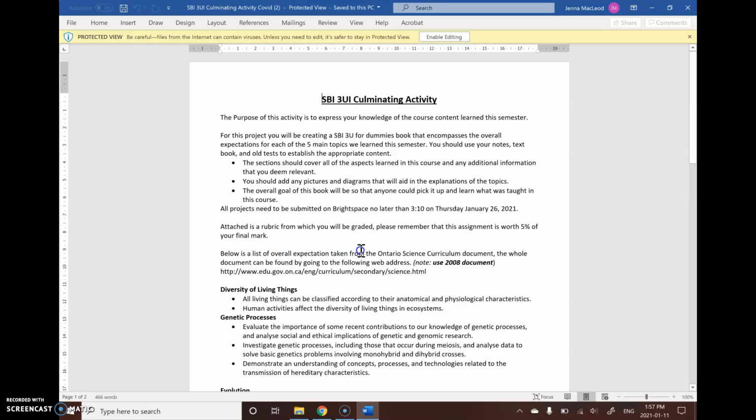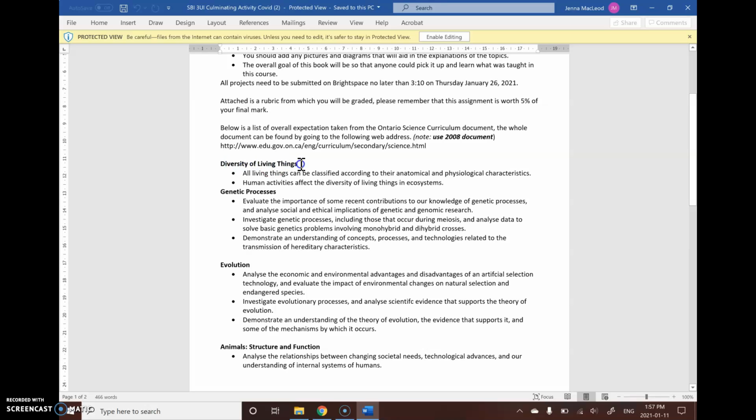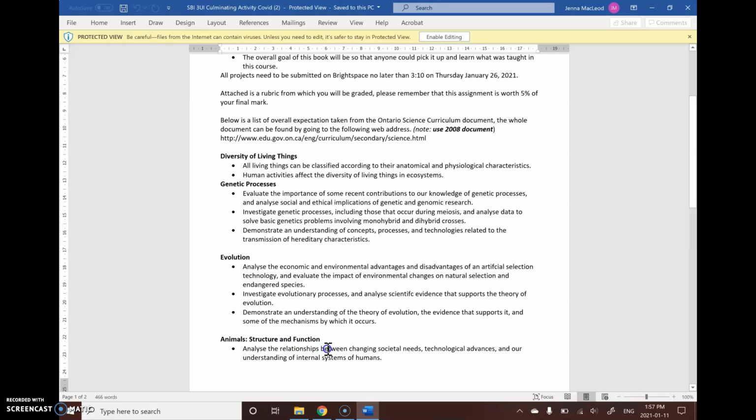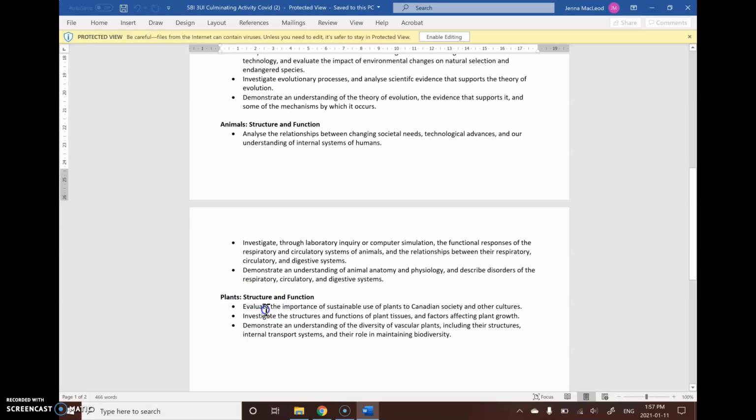Below is a list of overall expectations taken from the Ontario Science Curriculum document. The whole document can be found here. So here's each of the units that we went through. Diversity of living things is taxonomy, genetic processes, evolution, animal structure and function, that is our anatomy unit. Plant structure and functions, we haven't got to this yet. When we return, we'll be doing an assignment for this portion.